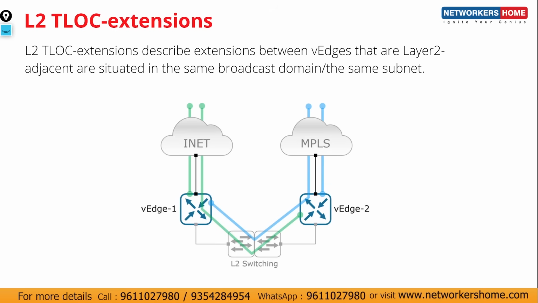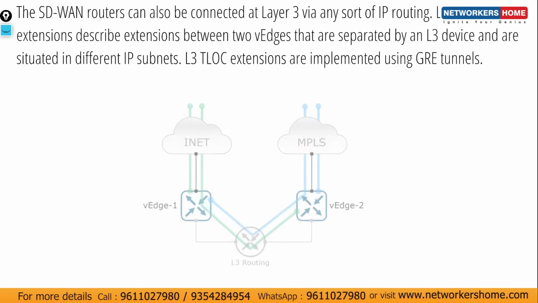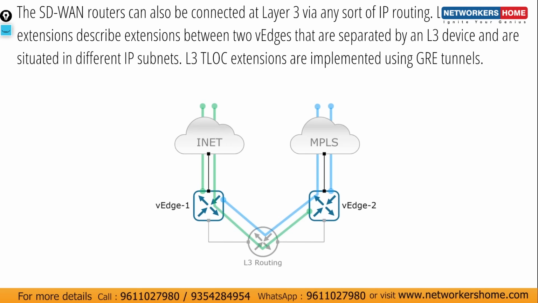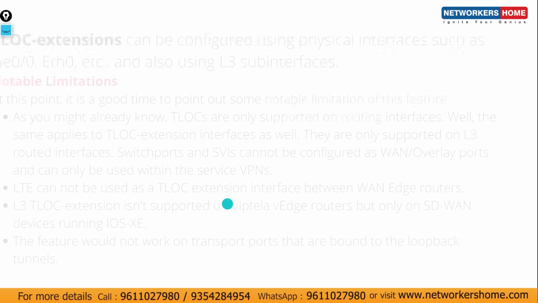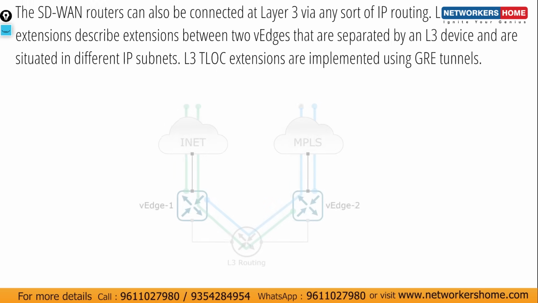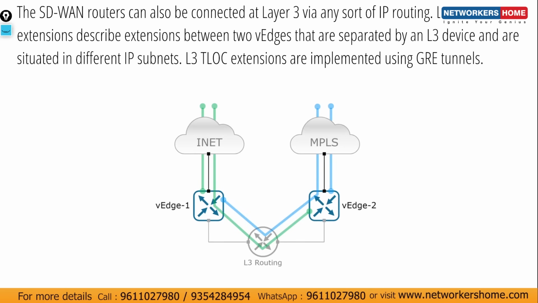Now let's look at L3 extension. So this is L2 itself. L2 extension describes extension between vEdges that are situated in the same broadcast domain or the same subnet. We also have an option for L3 TLOCs, but that is going to require that you have an L3 device. It could be one hop away or far away, but in that case you have to use GRE on these particular interfaces. It is not even heavily recommended in Cisco documentation.